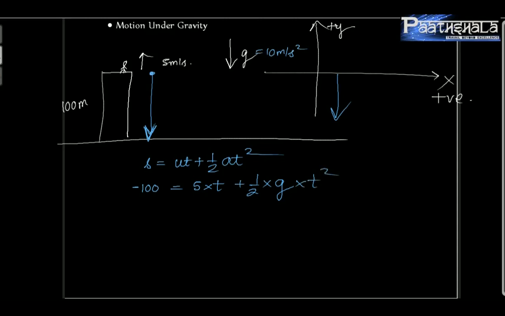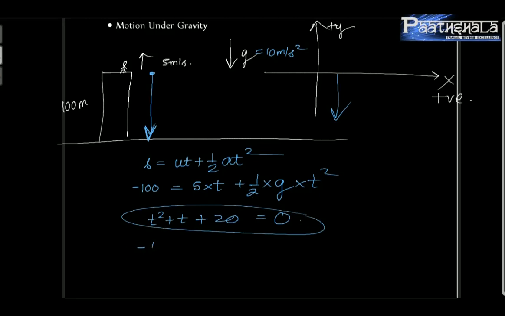Alright, so g by 2 again is 5. So basically what we get is t square plus t plus 20 is equal to 0. This equation can't be easily factorized. We'll have to use the quadratic formula: minus b plus or minus the root of b square minus 4ac, whole divided by 2.